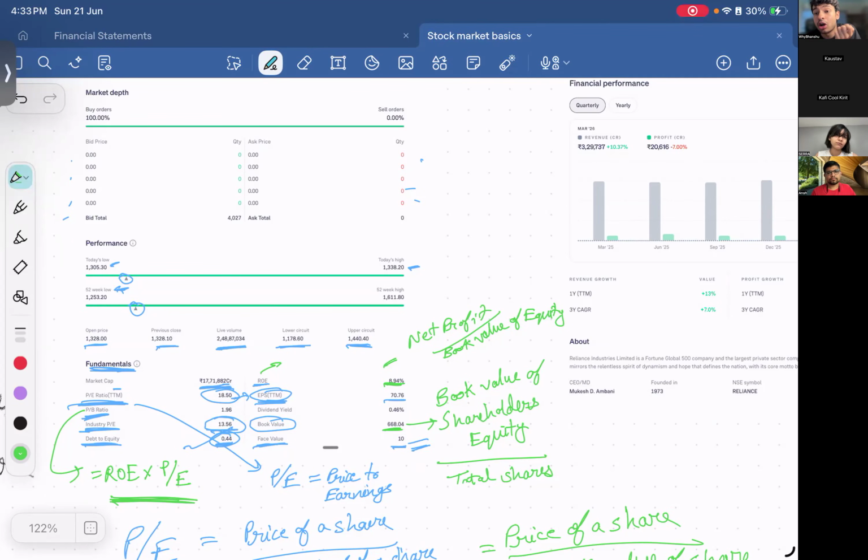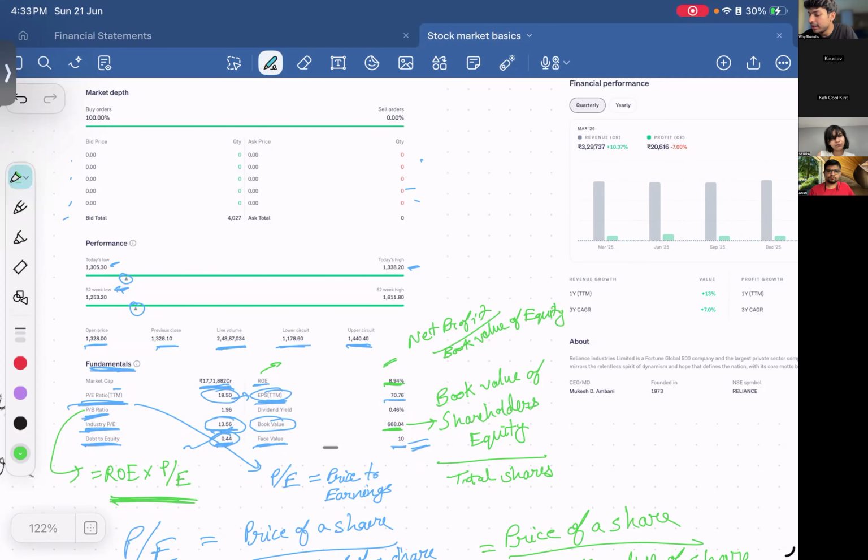Finally, there is something called a return on equity or an ROE. What that means is net profit divided by the book value of equity, or the value of equity. Net profit divided by equity gives you a return on equity. The higher the return on equity, the better.